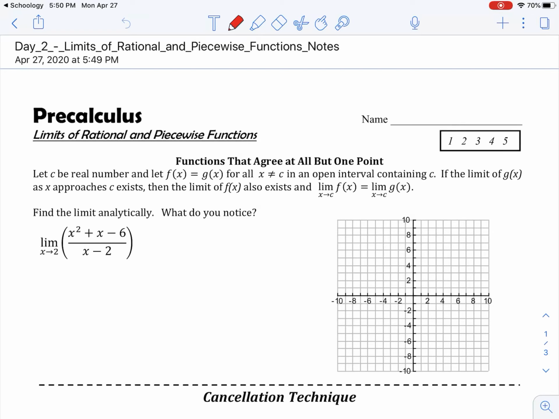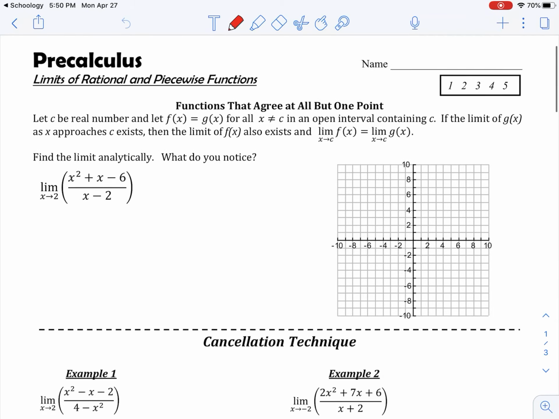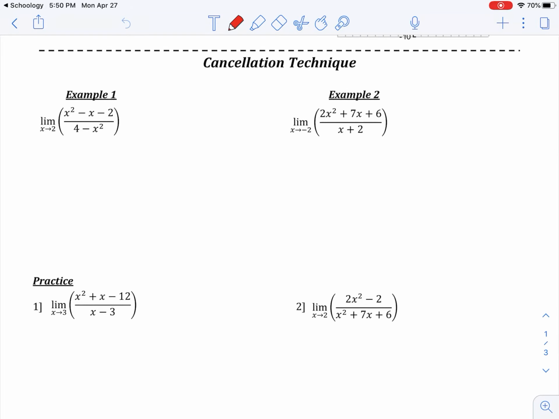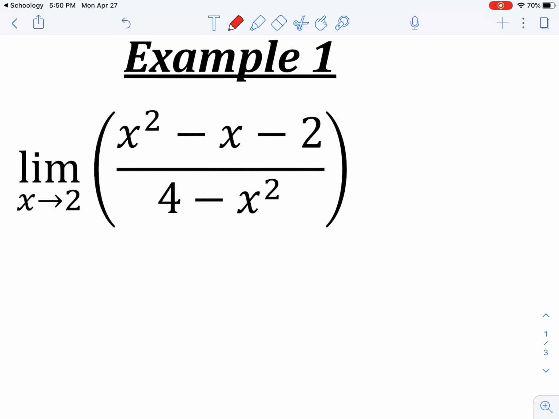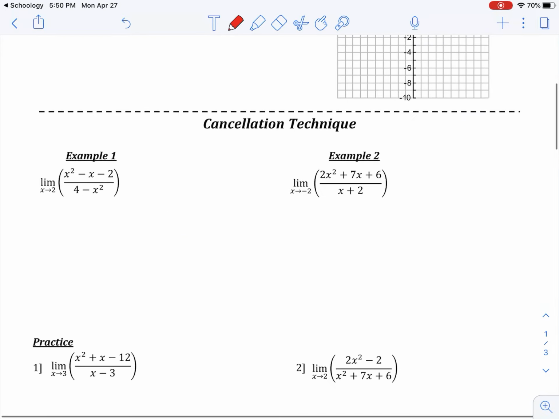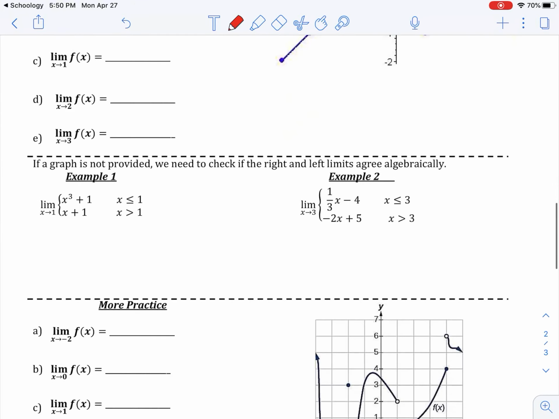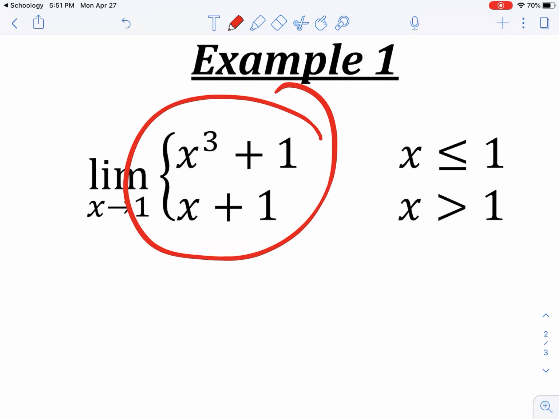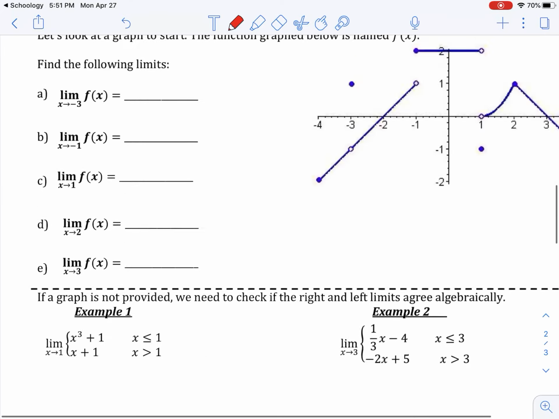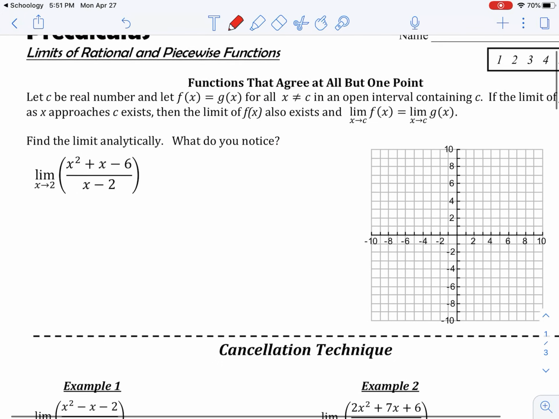Okay, so today we were talking about limits of rational and piecewise functions. So just to remind you what those two are. A rational function, what it looks like on paper is a fraction. So this right here is a rational function. And then a piecewise function, you know what piecewise functions look like. This is a piecewise function, right? So right here, okay? So we are going to be looking at finding limits of those two, okay?